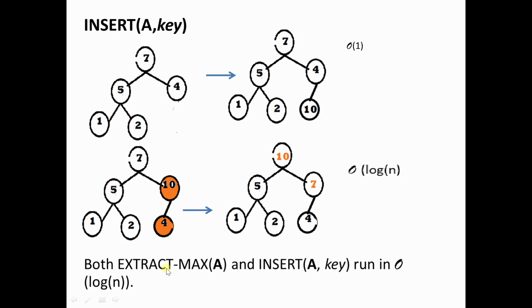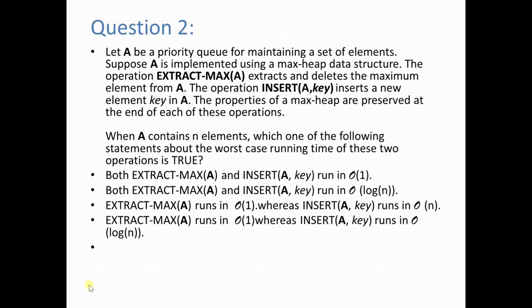So both extract max of A and insert A comma key run in order of log n. That is the answer. So option B is the answer.